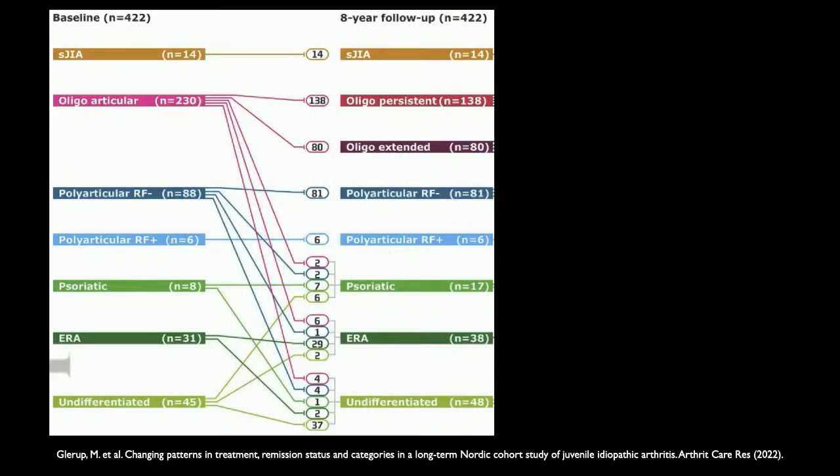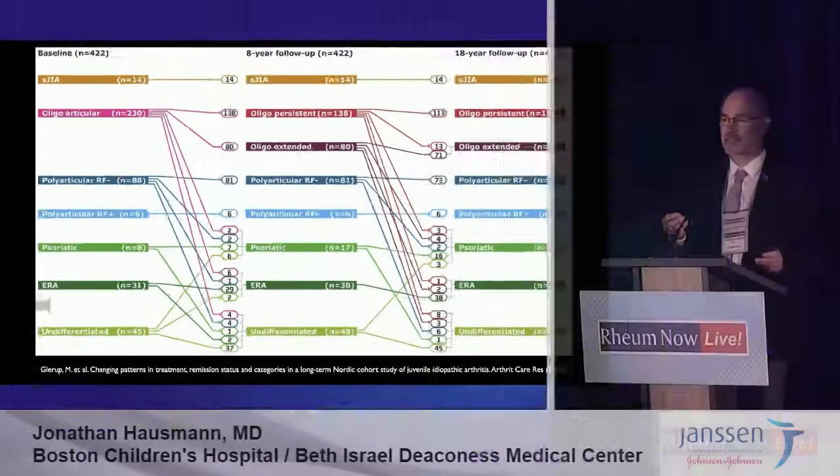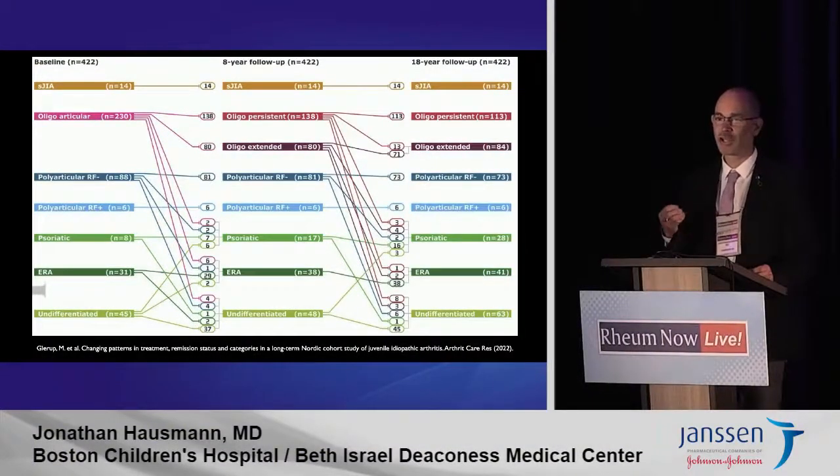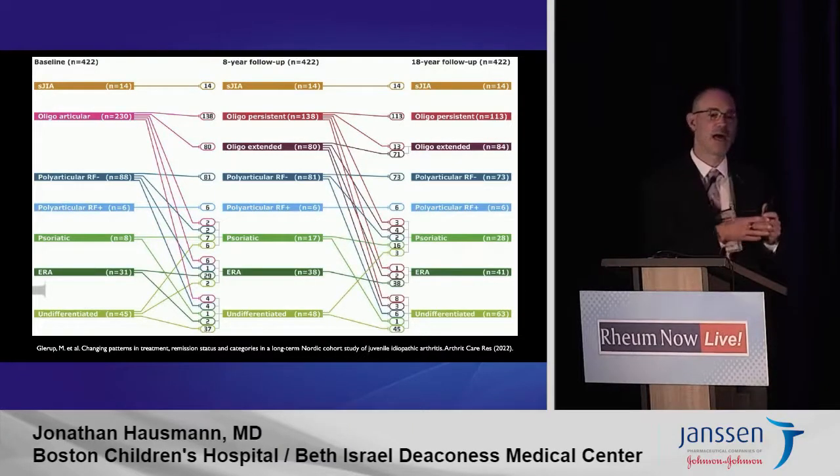See how they change categories? And what happens 10 years later? They change categories even more. So what this is telling me is that the ILAR classification is not doing a very good job of getting homogeneous groups of patients together that may help us determine who they are and determine prognosis.